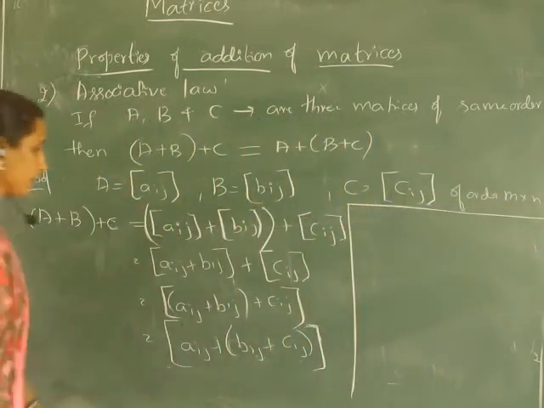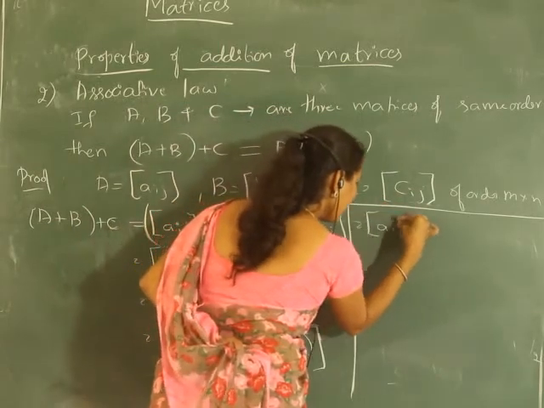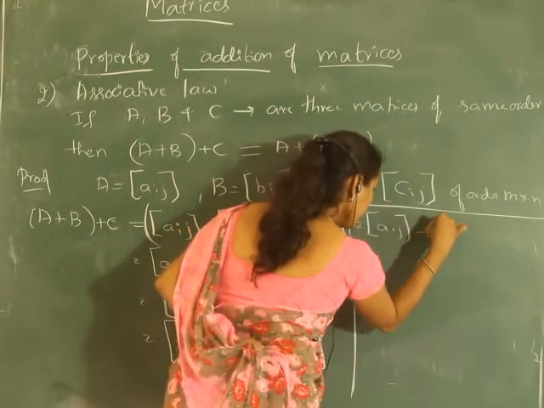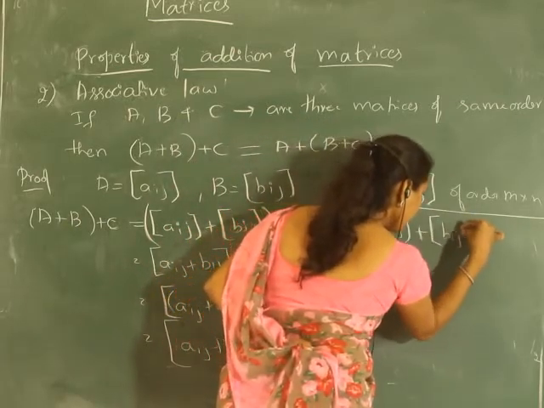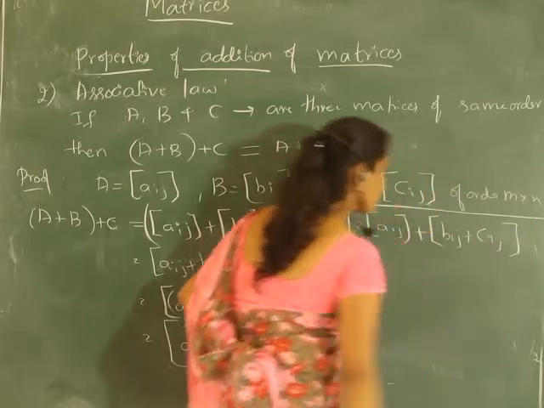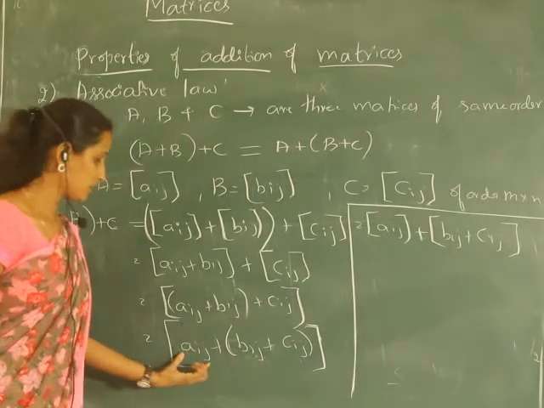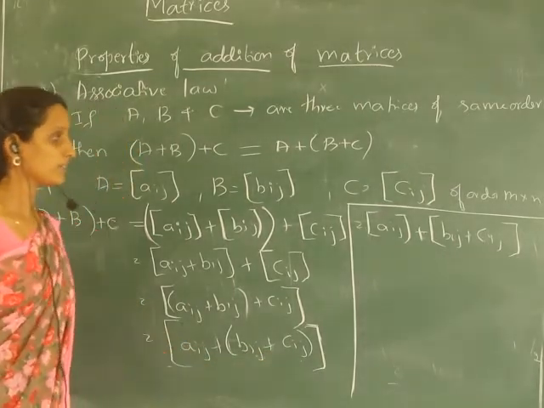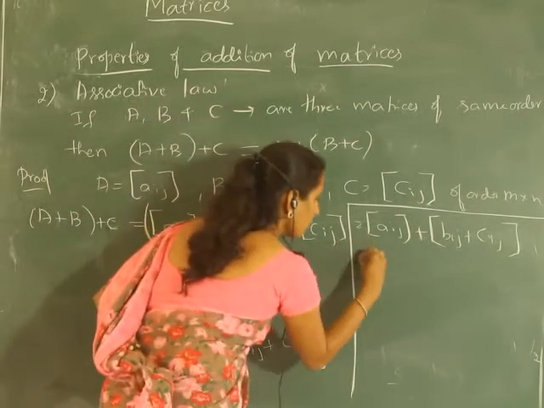So I can write Aij plus Bij plus Cij. We can separate this matrix addition. This is one we can consider, this is also one we can consider. So Aij plus Cij. So Aij is what?